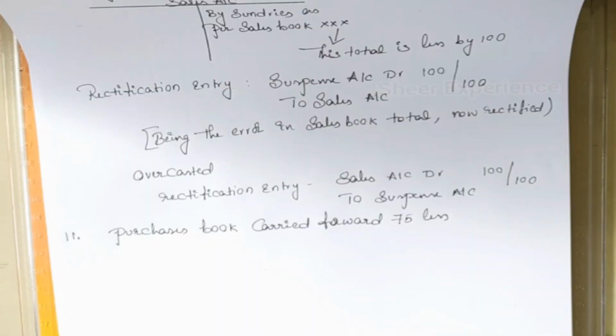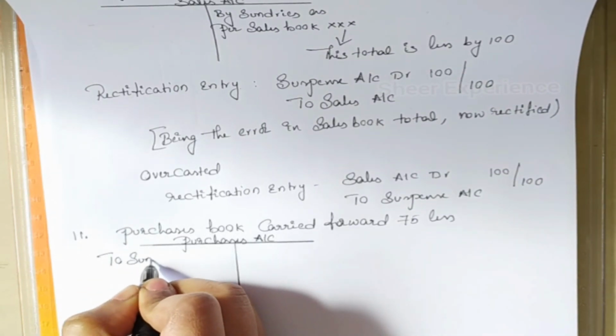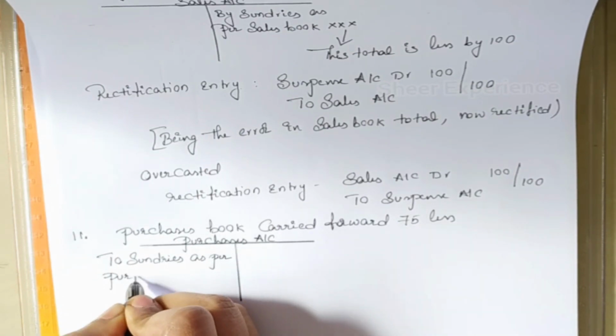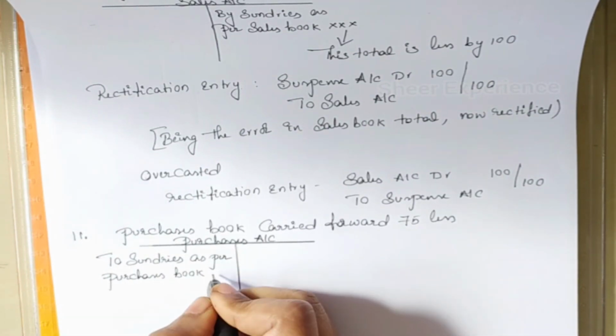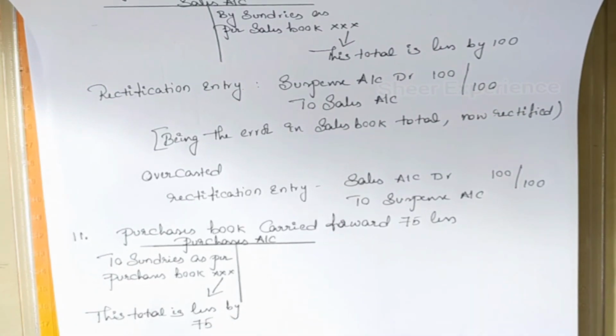The next error is purchase book carried forward at 75 less. Purchase book value is transferred to purchase account on the debit side as to sundries as per purchases book. The error is talking about this total. This total is less by 75. So to increase this total, we need to add 75 on the debit side of the purchase account.